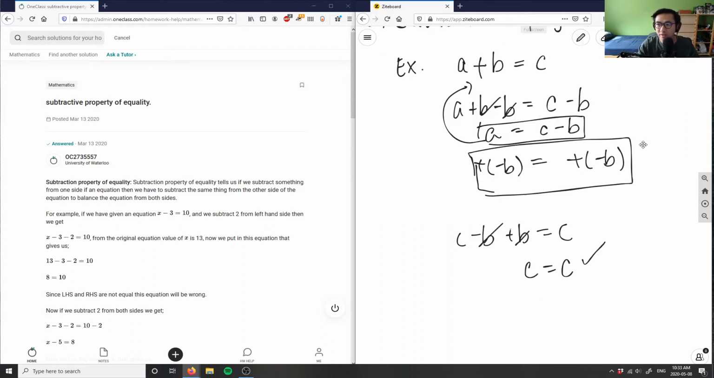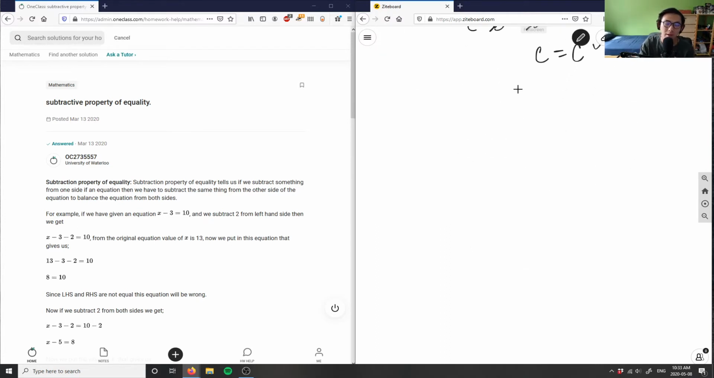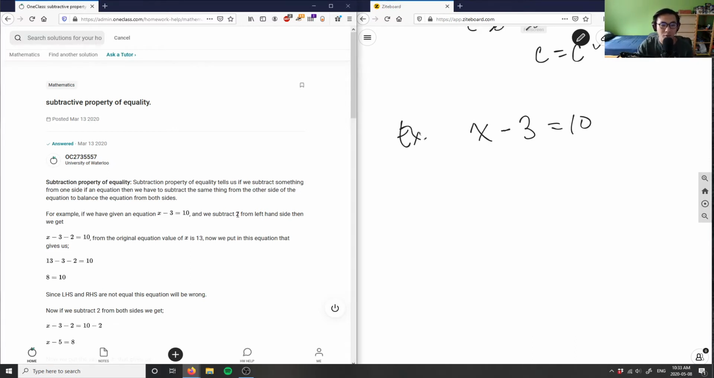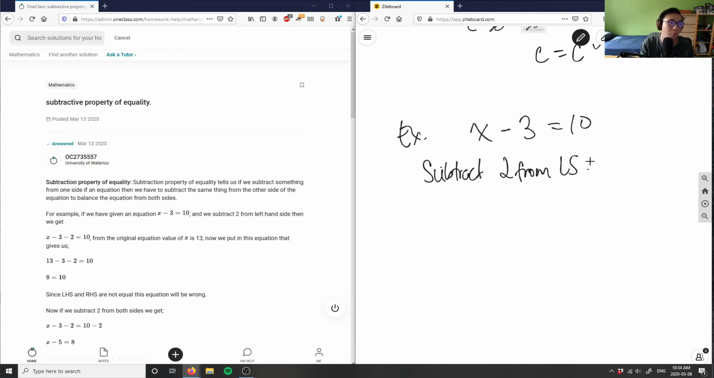If you didn't understand the letters, I'm going to give you another example using numbers. I'm going to copy this example. They have x minus 3 equals 10, and they're saying if we subtract 2 from the left side, LS, which just means the left side, I'm going to have x minus 3 minus 2 equals 10. I'm going to solve this equation now.